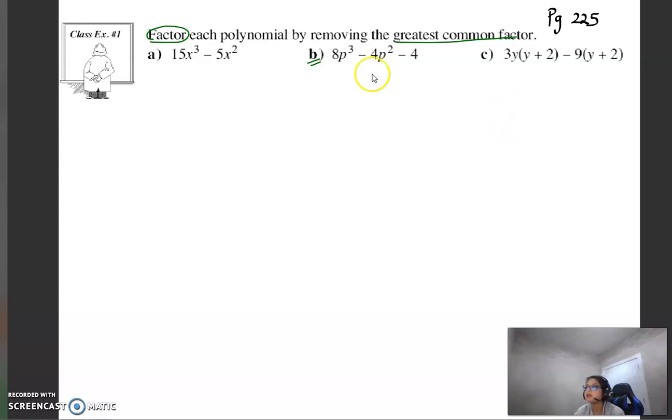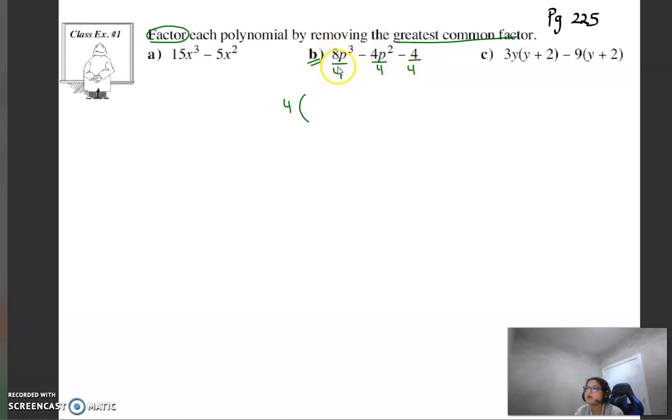So when I look at these three terms, I have to think of if there's a number that I can divide out from all three terms. So it looks like I can divide out a 4. So that means 4 is my GCF. And then I would also try to see if there is a variable that I can divide out. Looks like I could divide a P from here and here, but I can't do that from the last term. So that means I cannot divide out a variable in this case.